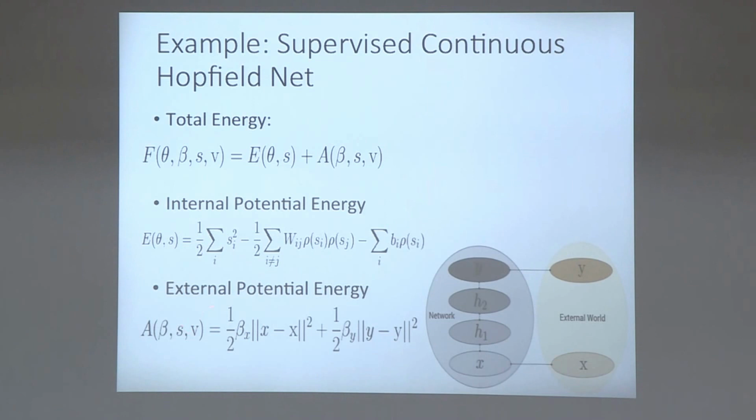And the external potential energy could be something simple like the square difference between the internal value and the external value, weighted by those betas. And you might have different betas for different groups of units, like here. Okay, so this is just a setup.